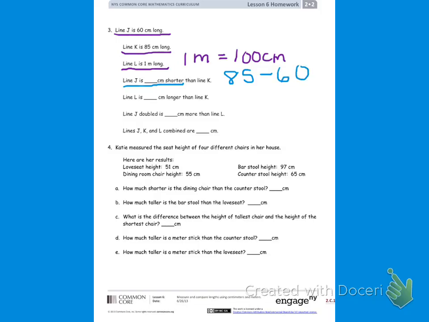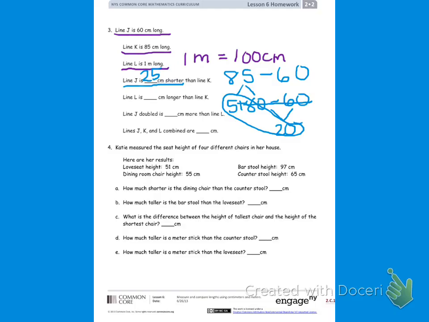When I'm subtracting 85 minus 60, I'm going to decompose 85 into 80 plus 5 and subtract the 60. Now I have 8 tens or 80 minus 6 tens or 60, and I know that's 2 tens or 20. I'm left with 5 plus 20, and that is 25. Line J is 25 centimeters shorter than line K.